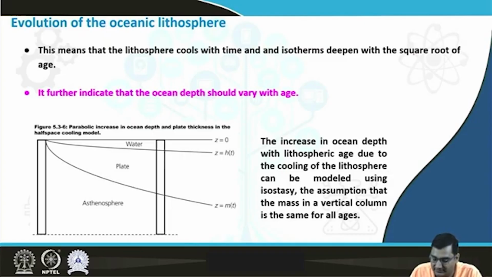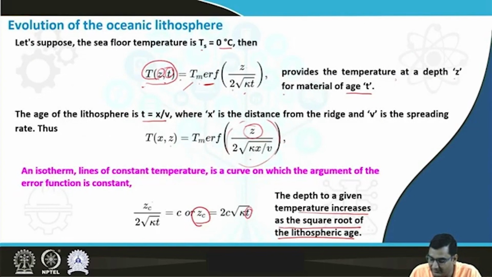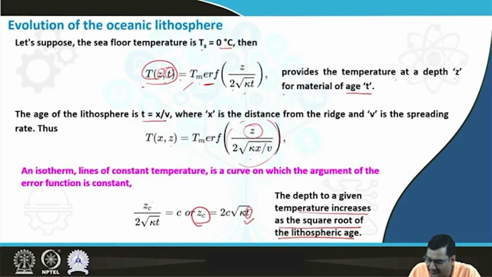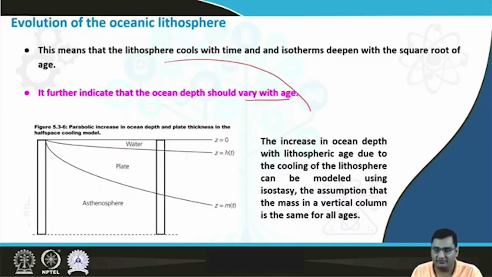So this is the isotherm here. You can see this basically deepens with age, so it will go something like this. It further indicates that the ocean depth should vary with age. It is dependent upon the time here, so the depth is dependent upon the age of the lithosphere.